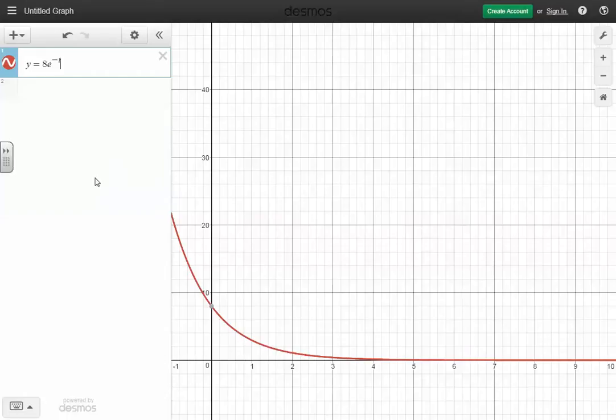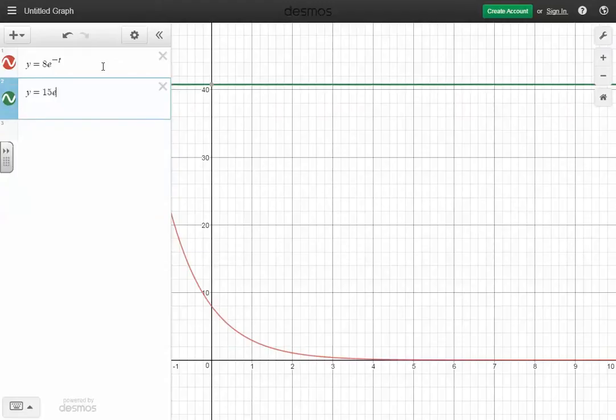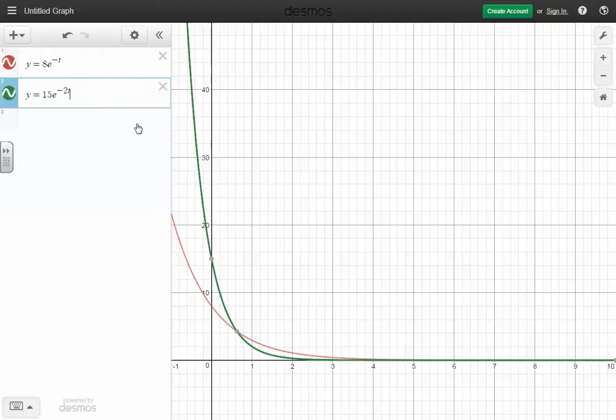One more restart on this case. Let's do two negatives. What happens if you have two negatives? So let's do the 8e to the minus t again. But now let's add in another one. Let's make it a bigger number, like 15e to the negative 2t. All right, so there you go. That's what that one looks like, the green one. I gave it a bigger coefficient, so it starts up higher, but very quickly it dives down lower and gets to 0 faster than the first one because it's more negative.